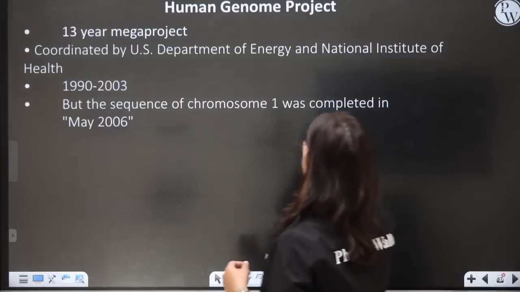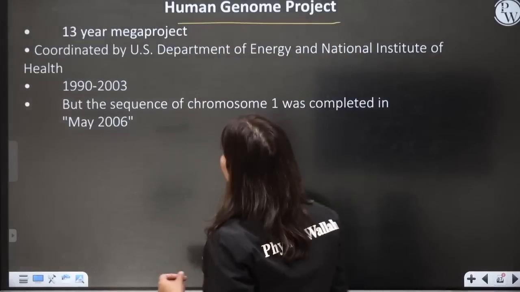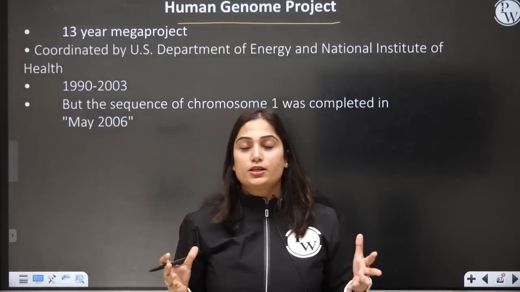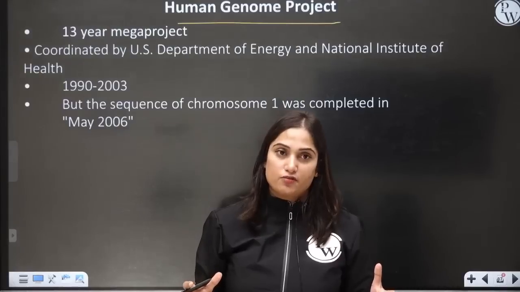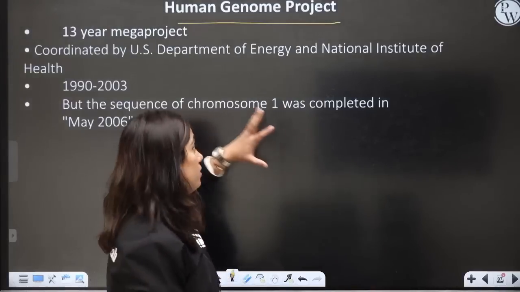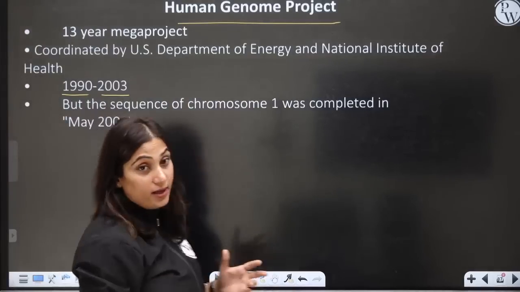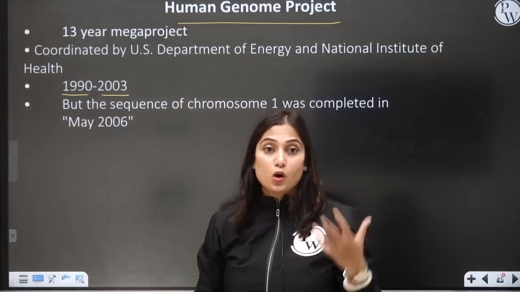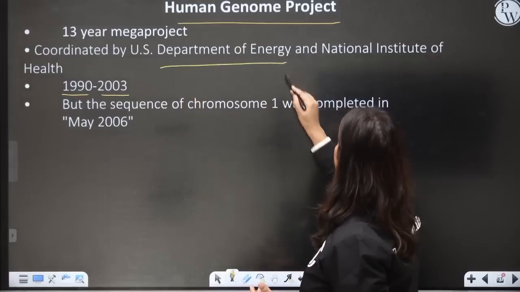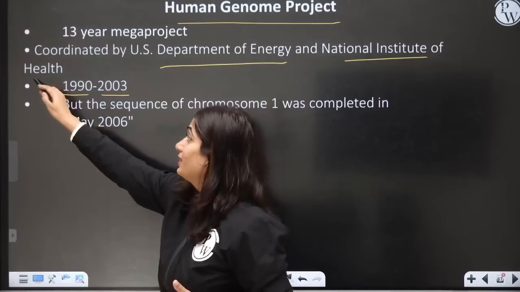Okay, let's discuss the Human Genome Project. The Human Genome Project is one of the biggest projects in the history of biology, and it is a 13-year mega project. It started in the year 1990 and ended in the year 2003. It was coordinated by the US Department of Energy and the National Institutes of Health.